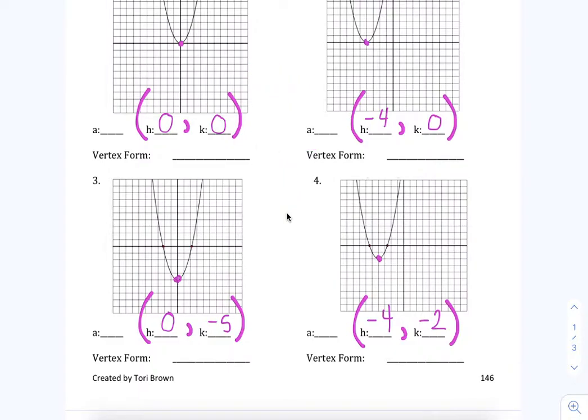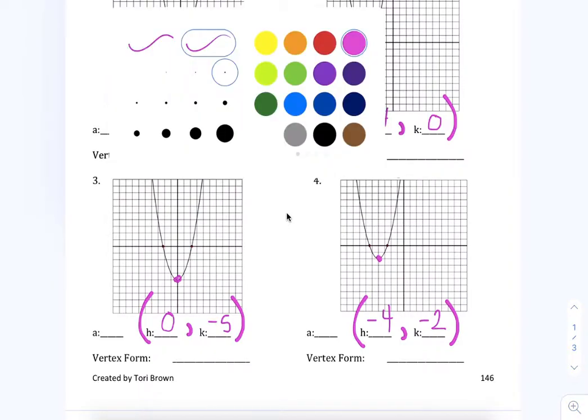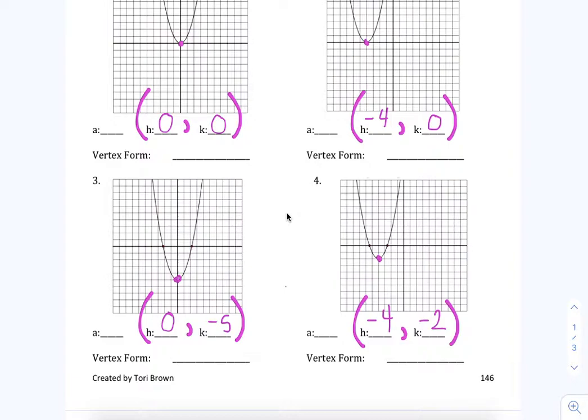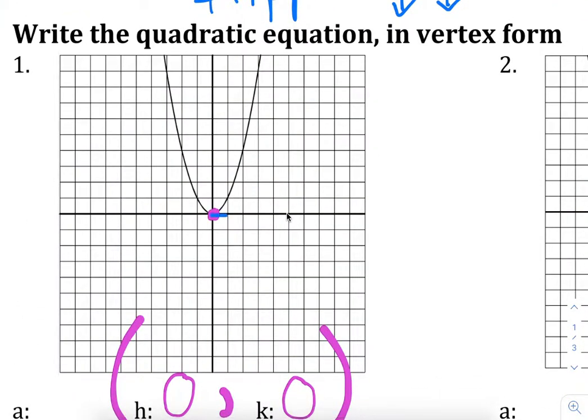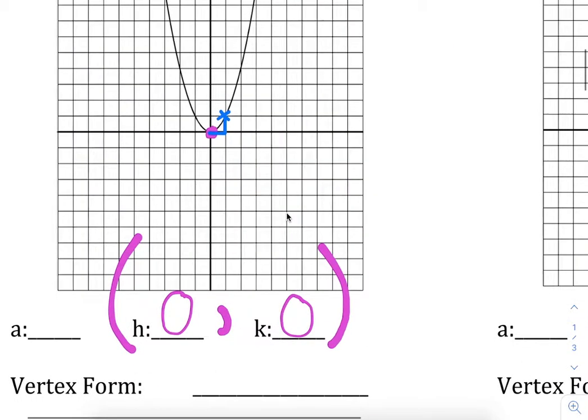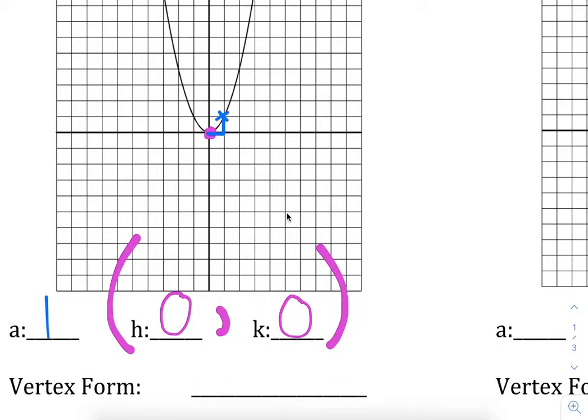All right, so now let's talk about what the A value is. A value means if I'm looking at the graph and I'm having to hit the next point away from the vertex, how much do I move to do that? So if I zoom into problem 1, if I move out 1 box and I go up until I hit the parabola, how much did I go up? Well, I only went up 1 box. So my A is 1.